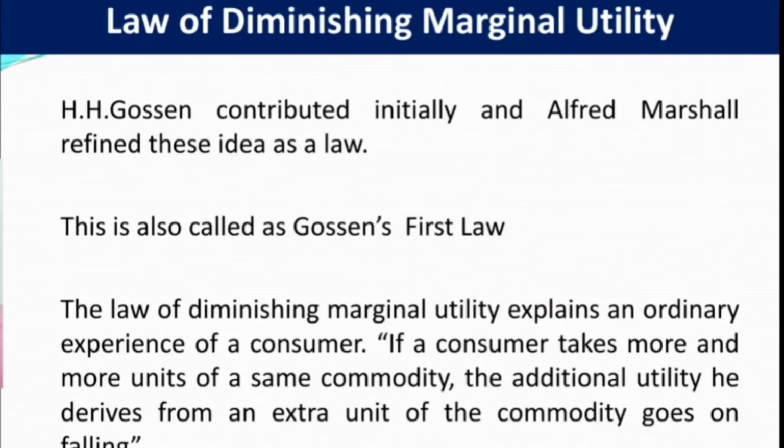Actually, this theory was developed by H. Gossen. After that, this theory was refined by Alfred Marshall. That's why this theory is also called Gossen's first law. According to the diminishing marginal utility theorem, if a consumer takes more and more units of the same commodity, the additional utility derived from an extra unit of the commodity goes on falling.